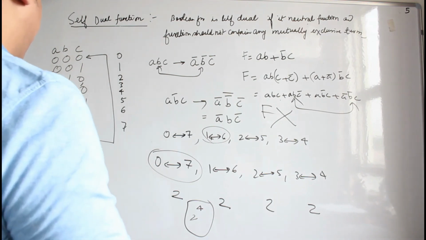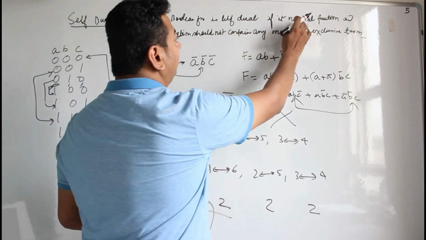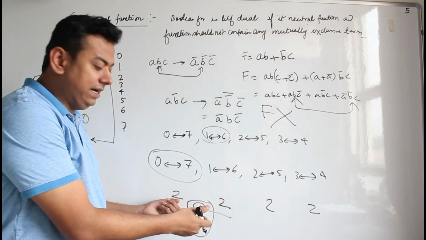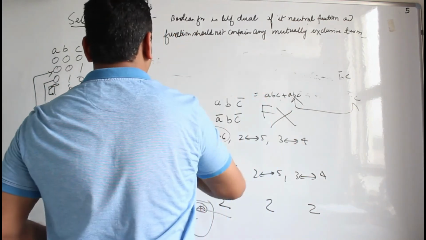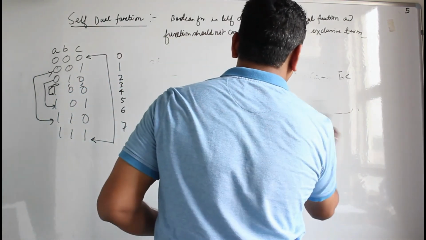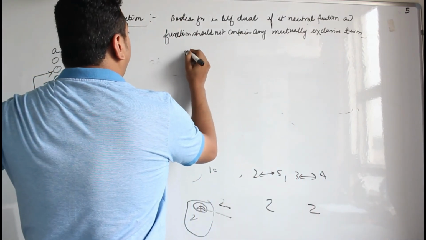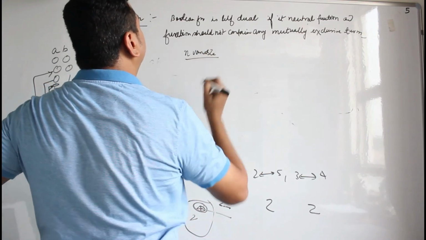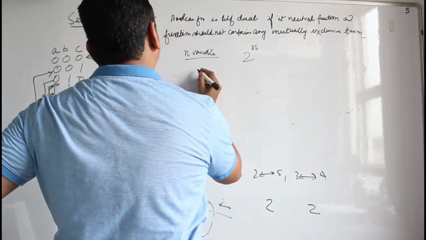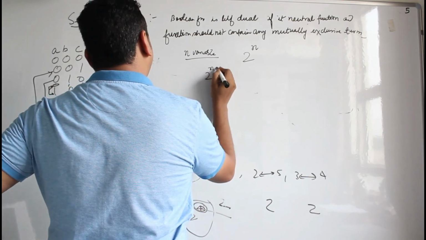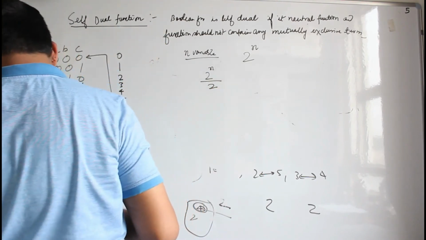Now if it is n variables, what is this 4? This is exactly the number of rows divided by 2, right? So I can write, the total number of self-dual functions for n variables will be, there will be how many rows? 2 raised to power n. So if there are 2 raised to power n rows, how many mutually exclusive pairs are there? 2 raised to power n divided by 2, right?